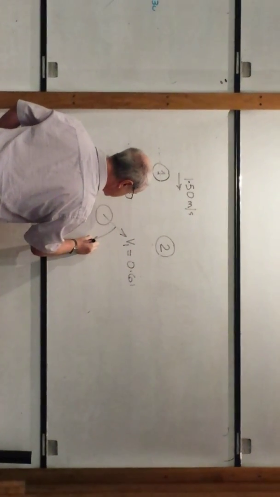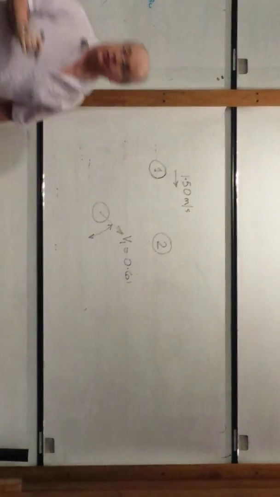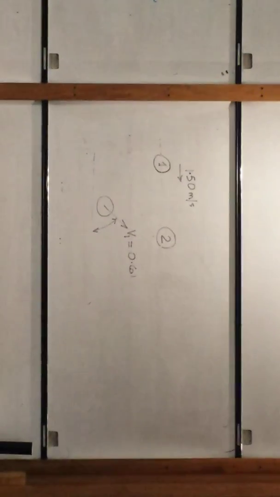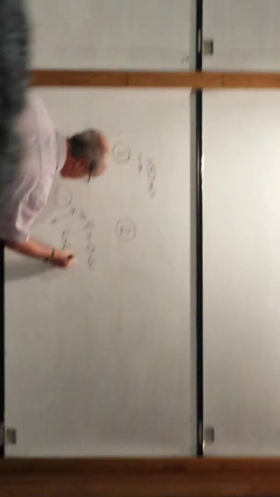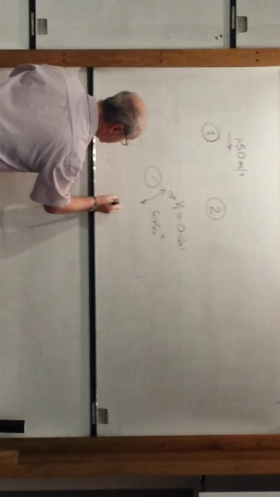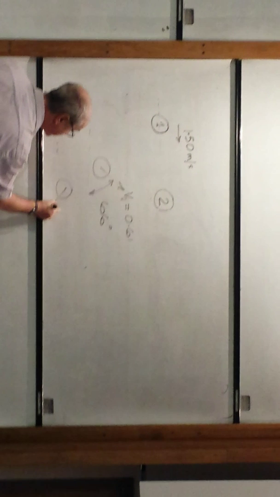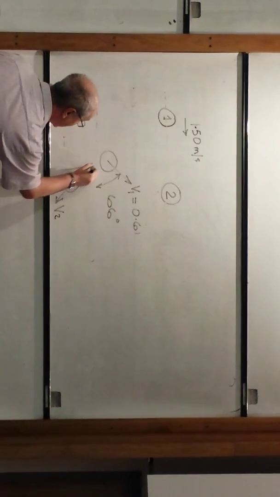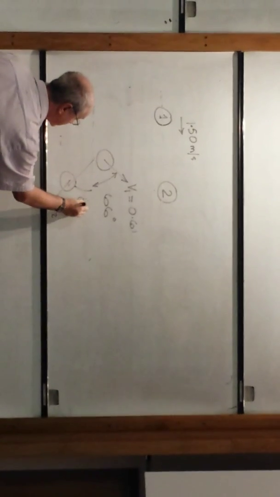The angle we are told is 66 degrees. And the other stone moves off at a velocity v2 at some angle, which we'll call theta. So that is our drawing of what we're trying to model.